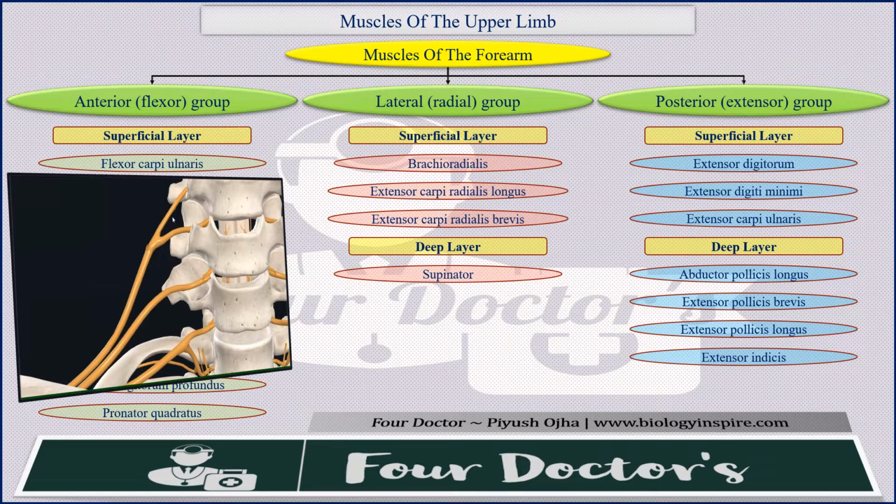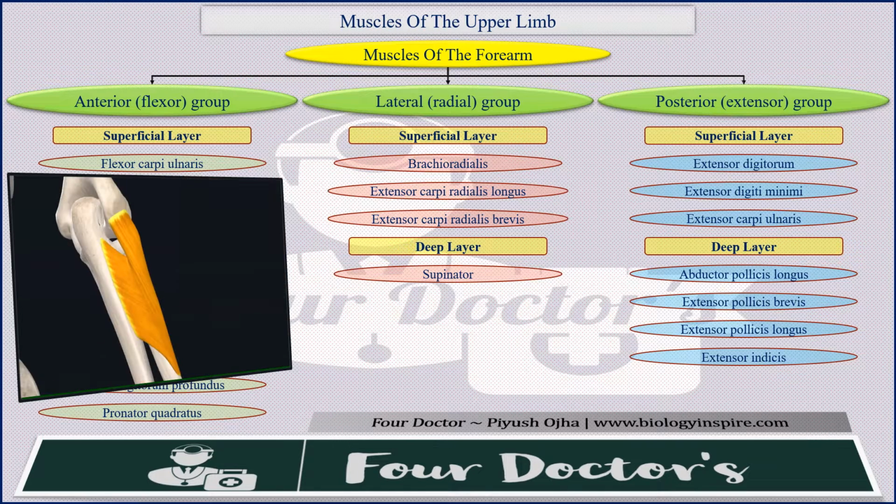And the nerve roots involved in supplying the supinator muscle are the anterior rami of fifth and sixth cervical spinal nerves. So that's all about the anatomy of supinator muscle.